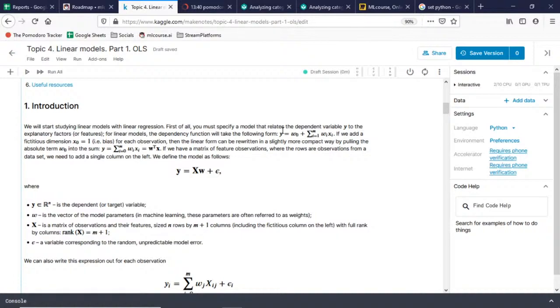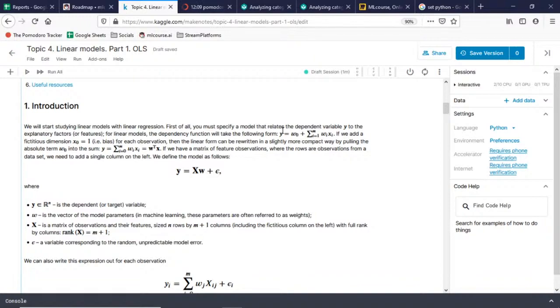if we add dimension for each observation, then the linear form can be rewritten in a slightly more compact way by pulling the absolute term into the sum. If you have a matrix of observations where the rows are observations from the dataset, we need to add a single column on the left.